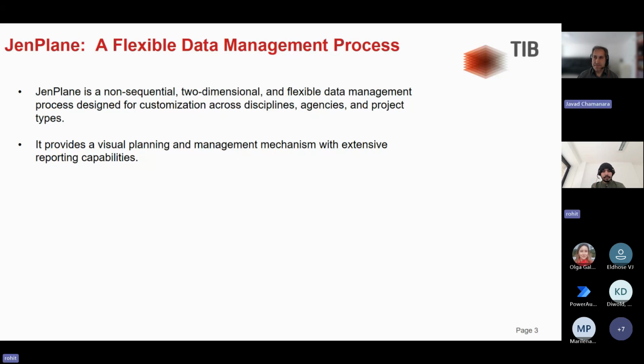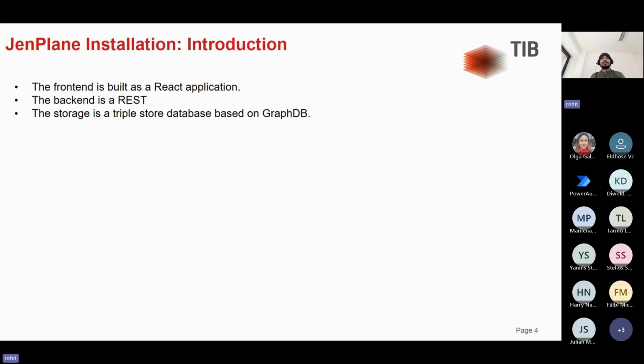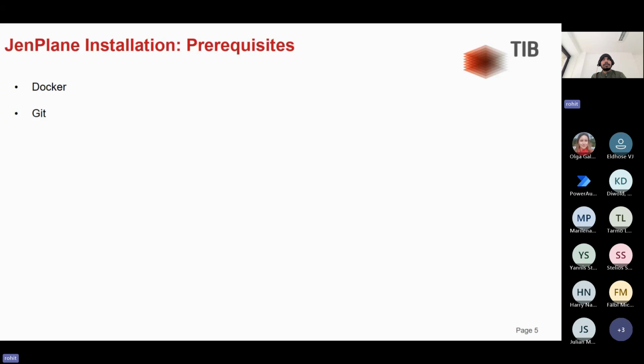Hi everyone. So this is the JenPlane installation process. First of all, the front end, we build with a React application. The backend is REST compatible, and the storage is a triple store, which is a graph DB. So we are storing all the information in the form of RDF in the graph database. The prerequisites that we need to install JenPlane are Docker and Git. So these two need to be there on your machine.